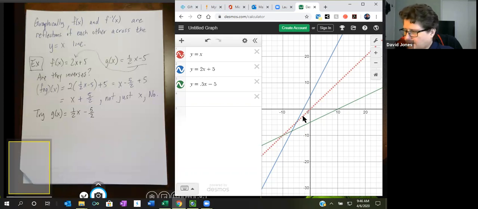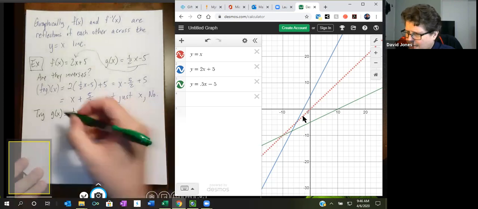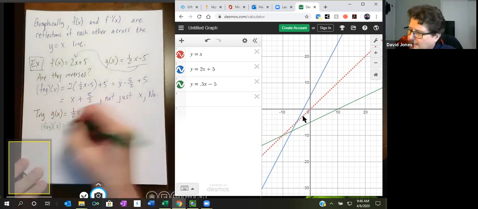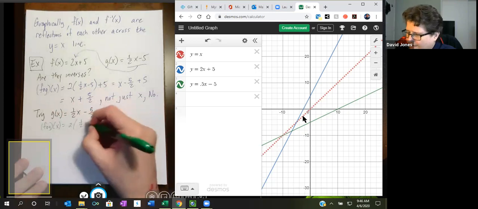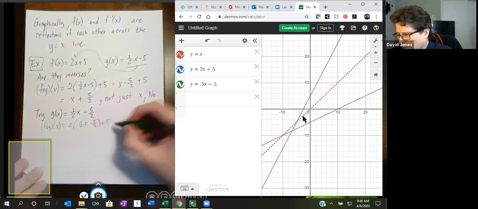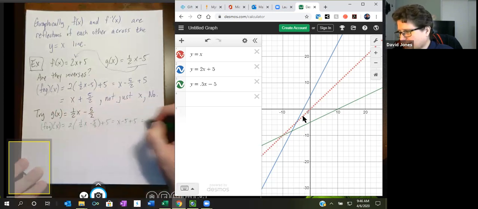Okay. So we plug it in. We'll plug g into f. So f of g of x is 2 times (1/2 x minus 5/2) plus 5. We distribute, we get x minus 5 plus 5, which equals x.